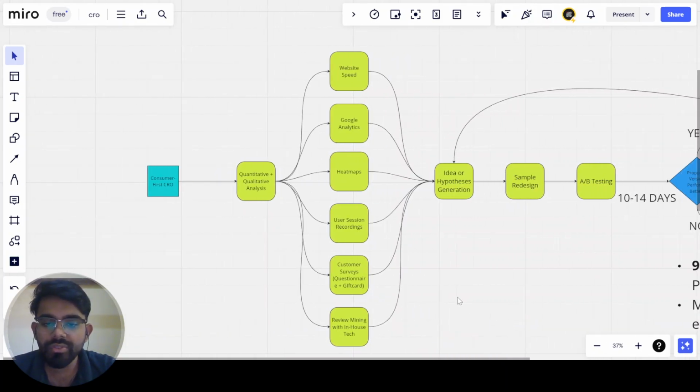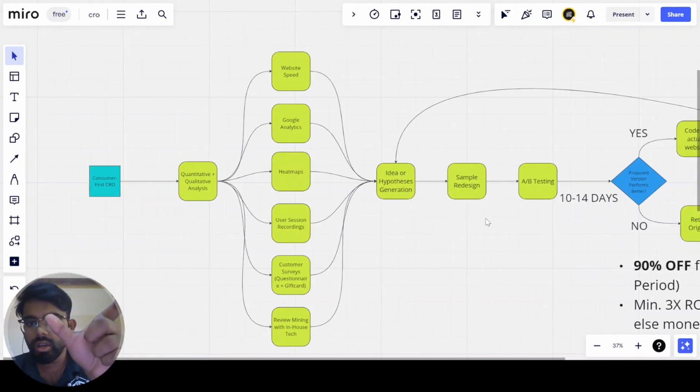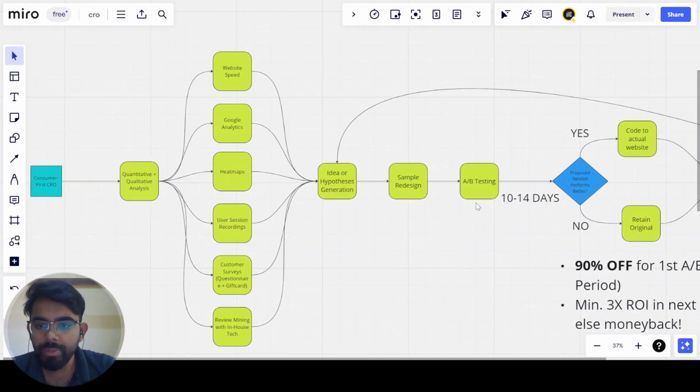And using the data generated from all of these techniques, we do idea generation, or hypothesis generation, where we would move ahead with an assumption based on the evidence gathered from these processes. We do a sample redesign of the component that is being affected in the website. We'll start off with A/B testing, which will go on for 10 to 14 days. A/B testing is basically testing a variation of a component in the website and measuring how that is improving the desired action that is required to be taken.